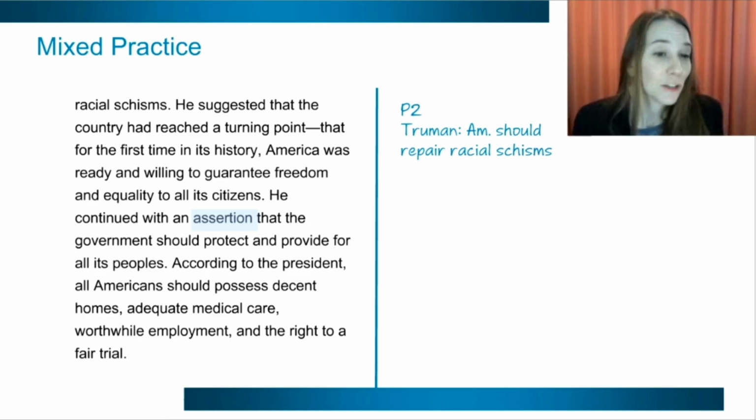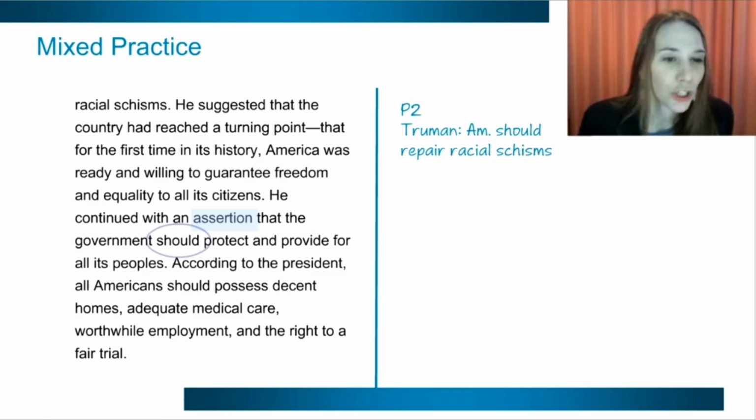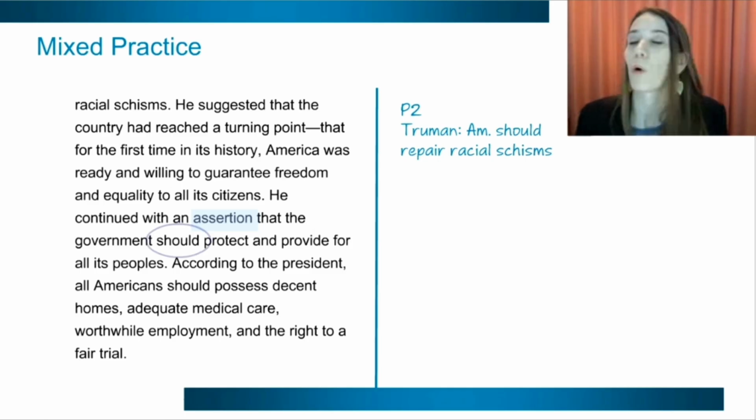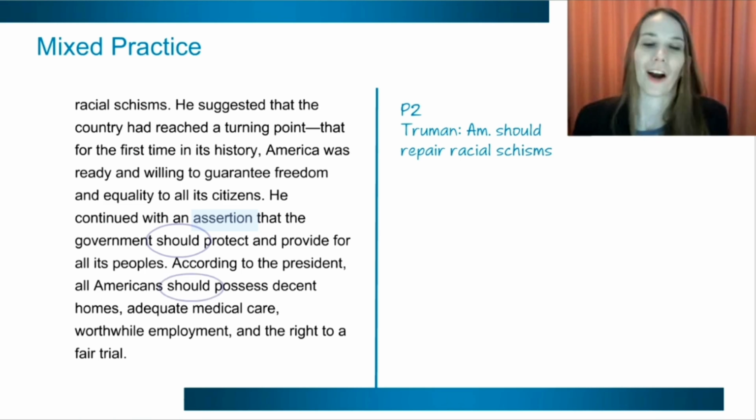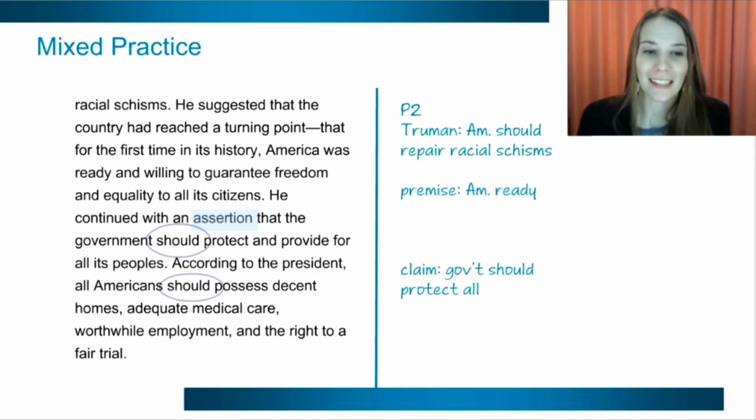And he continues with the fact that the government should, there's that word again, should protect and provide for all its people. Americans should possess decent homes, healthcare, etc. So there's the claim that America is ready to do this and that the government should protect all of its citizens.